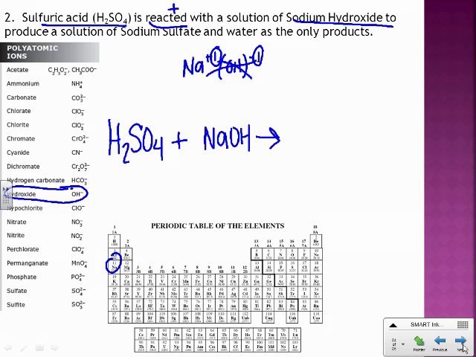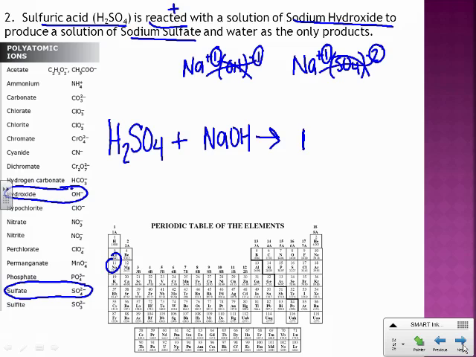It says to produce a solution of sodium sulfate. So sodium sulfate, I have Na. It comes from group 1, so it's a +1 charge. Sulfate is a polyatomic ion right down here. I'm going to put it in parentheses, SO4 with a -2 charge. So I take this 1 and place it outside the parentheses. Take this 2, place it over by sodium, becomes Na2. And since I only have one SO4, I'm going to drop that parentheses. And then it says water is another product. So plus H2O.